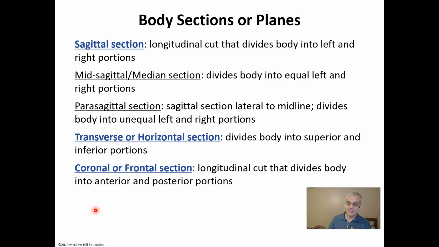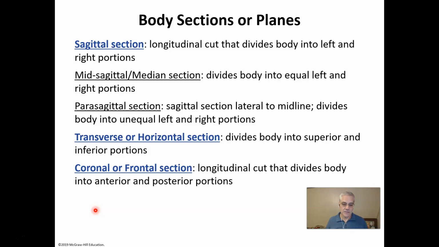So certainly not even, but part of me would be on the right side and part of me would be on the left side. All right, next plane, transverse or the horizontal plane. That's the one that comes right through your body and splits you into an upper part and a lower part. Now you can have a transverse plane anywhere. I could have a transverse plane at my knees, or at my hips, or at my thorax, or at my neck, or right through my head. I can have a transverse or horizontal plane or section. It just splits me into an upper part and a lower part.